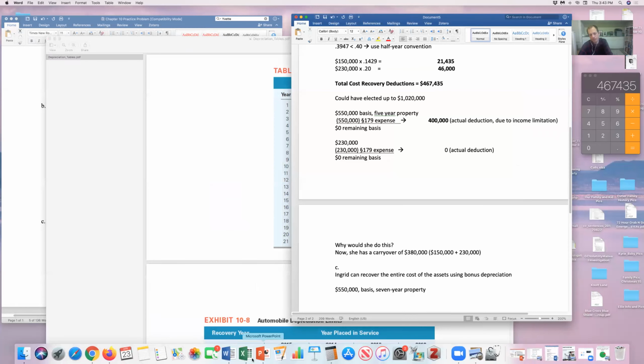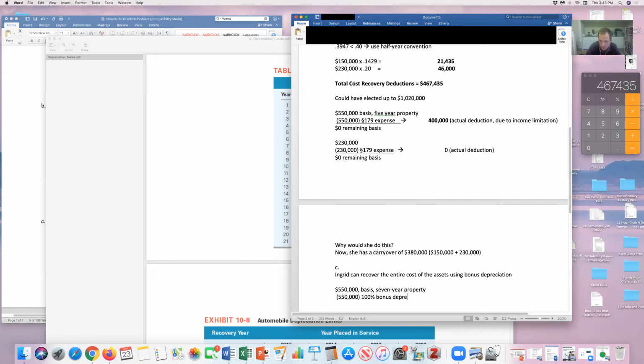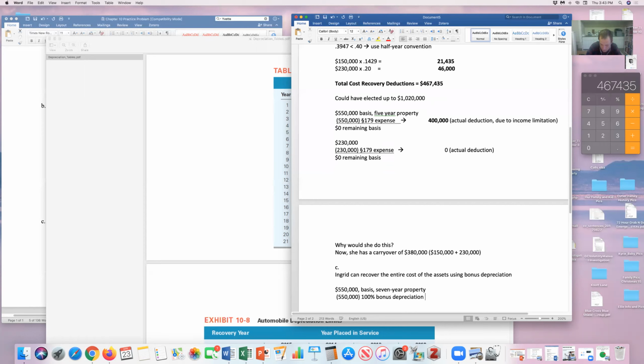All right. So we have the first asset, the initial basis is $550,000. Well, if she doesn't elect out of bonus depreciation, this property is eligible for bonus. The bonus depreciation rate for 2019 is 100%. So what she gets to recover is $550,000. Now there is $0 remaining basis.